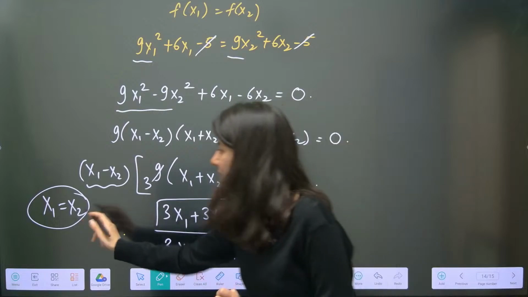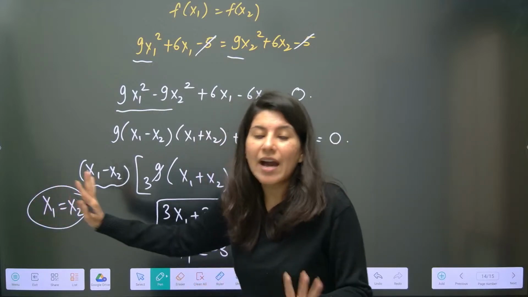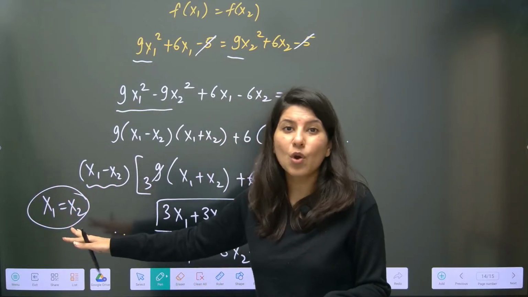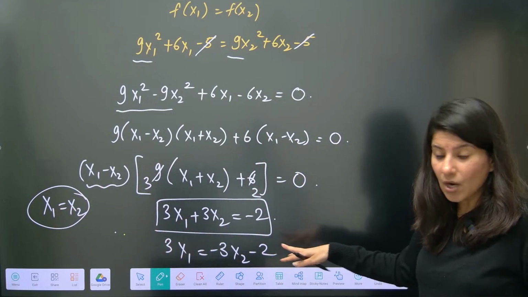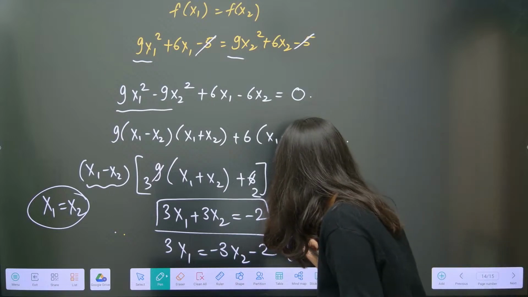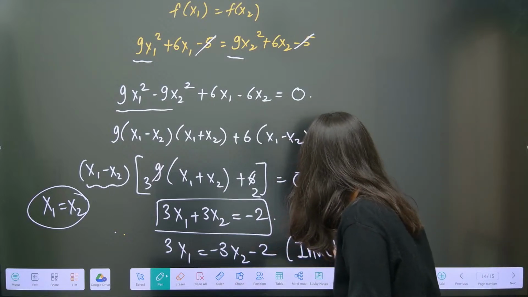See, x1 is equal to x2. If this was the case, I would have assumed that my function is what? 1-1. But what about this? I am getting two different inputs. Now understand, this expression is invalid, or this is a false expression.